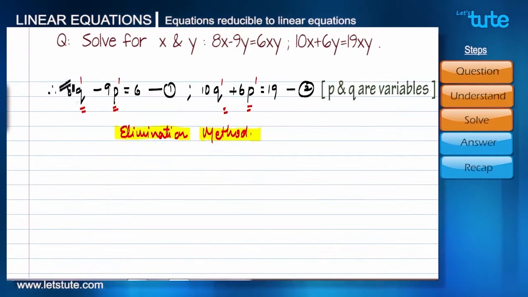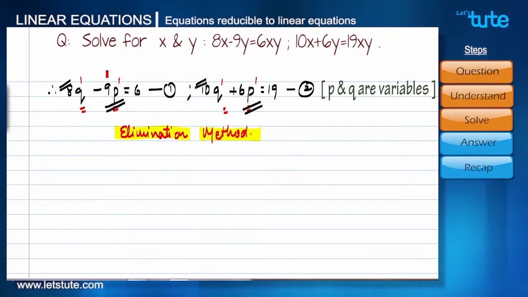So we are having these two equations, 8q minus 9p equals 6 and 10q plus 6p equals 19. If you remember, in the elimination method we have learned that first we need to decide which term we need to eliminate. So here I have decided to eliminate the term with the variable p.